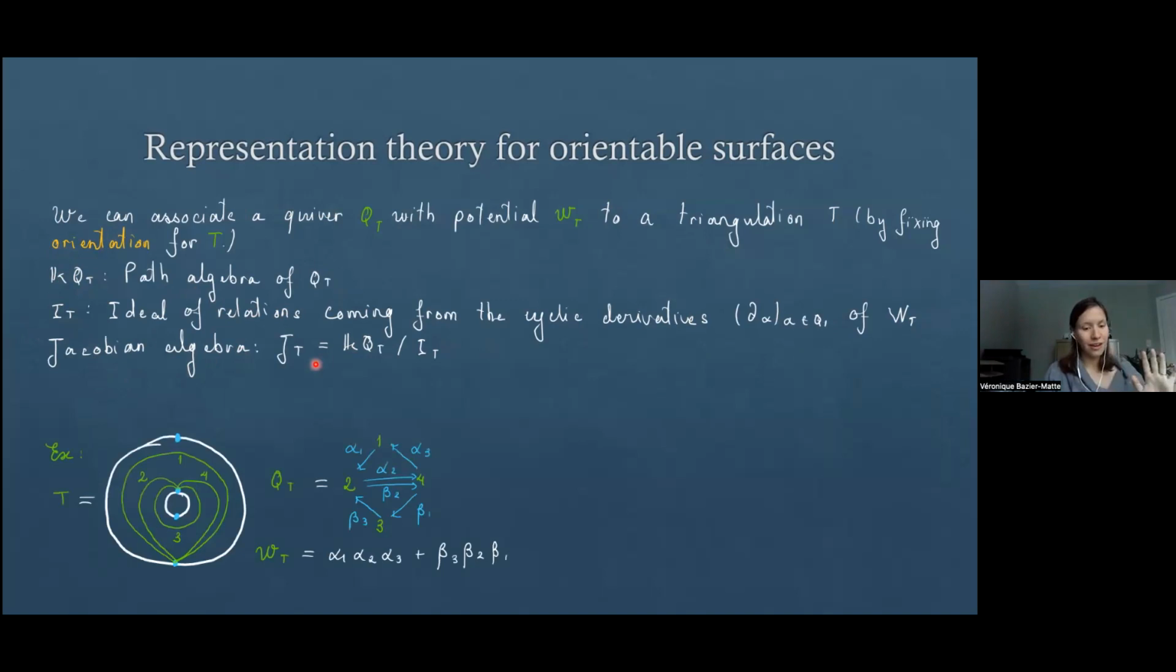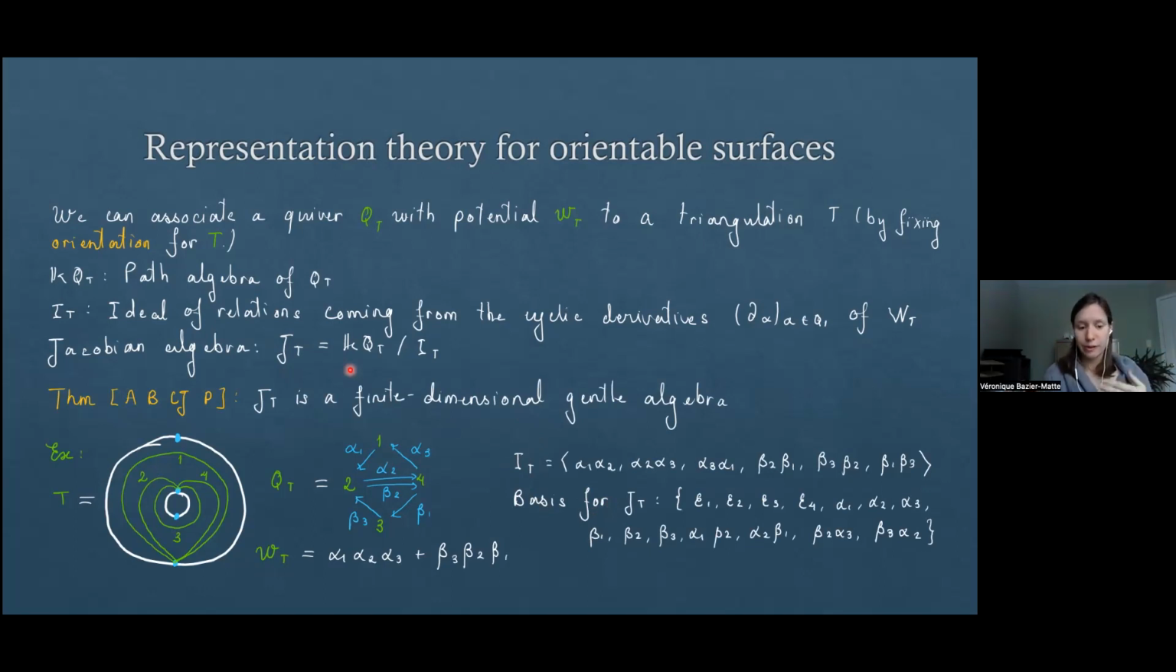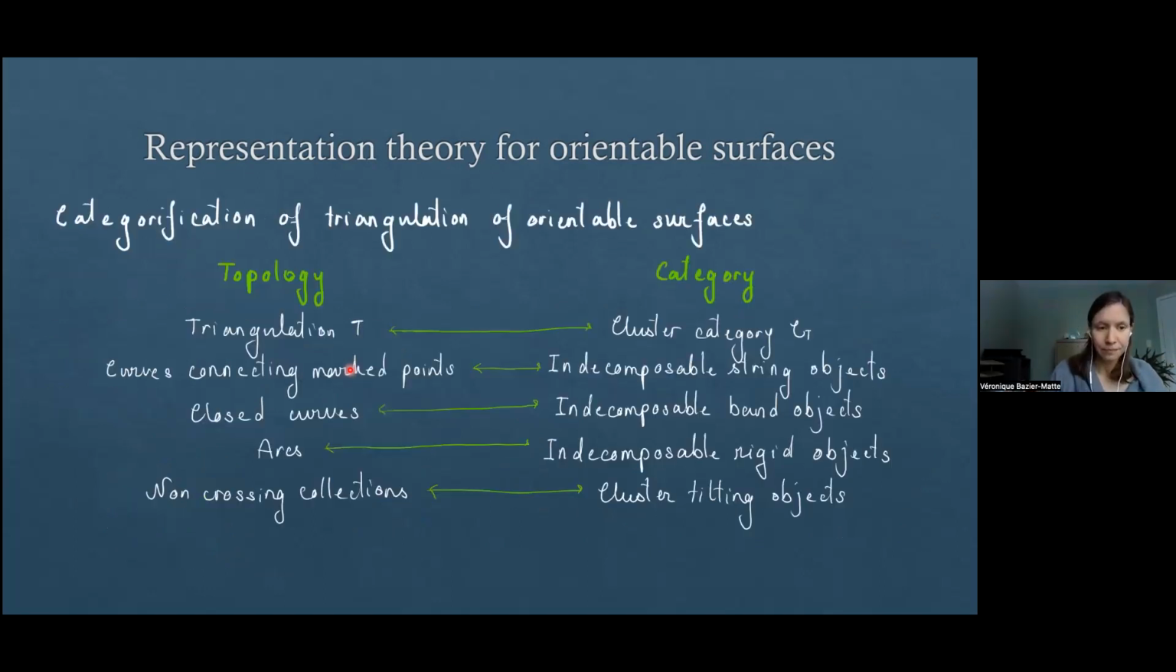If I draw quickly an example, I have a triangulation here. I fix an orientation for my surface. It will give me this quiver. I take the potential given by the internal triangles. The potential will give me an ideal, and I will get a Jacobian algebra. We also know by Assem, Brüstle, Charbonneau-Jodoin, and Plamondon that G_T is a finite dimensional gentle algebra. So we know a lot about what happens when we start from an orientable surface.